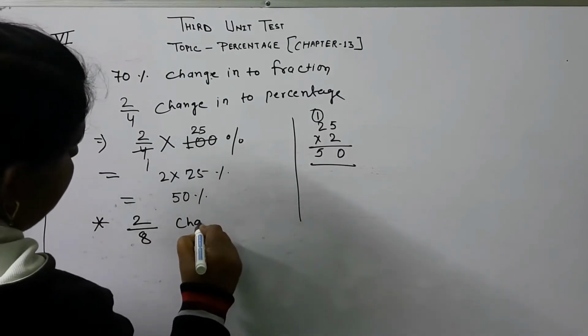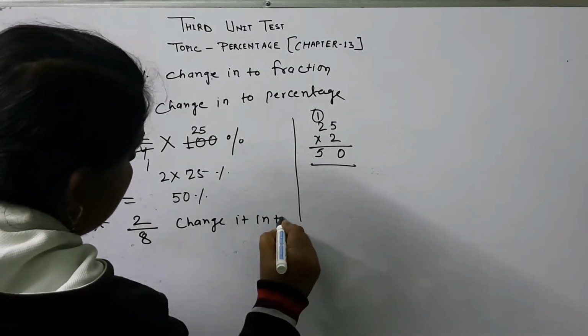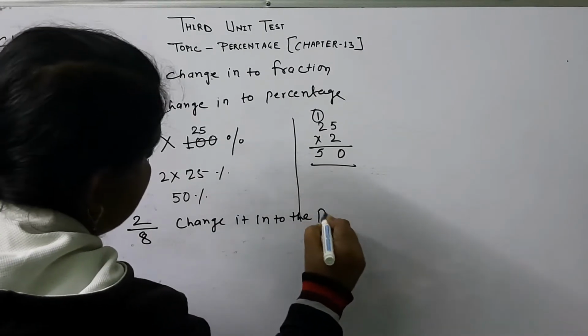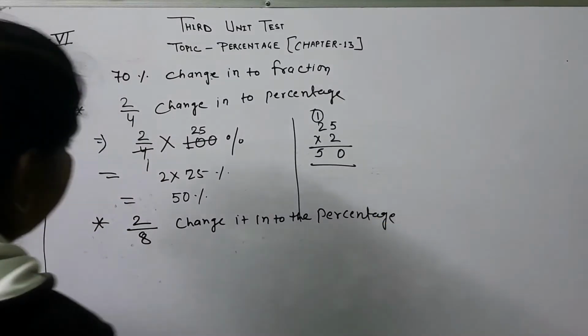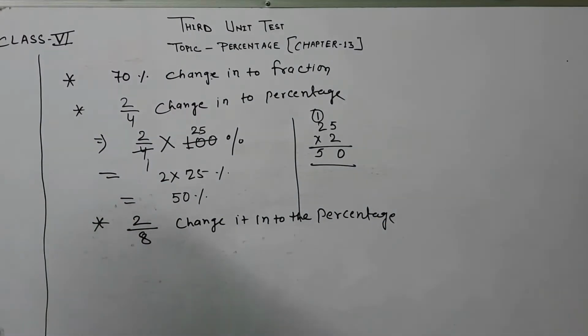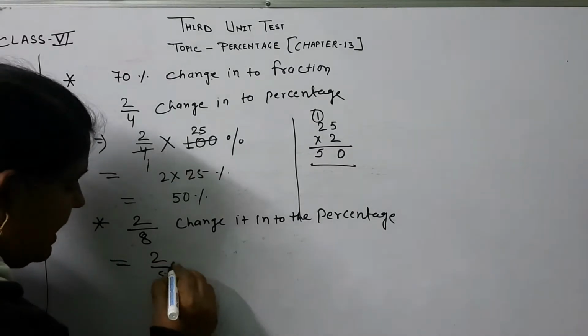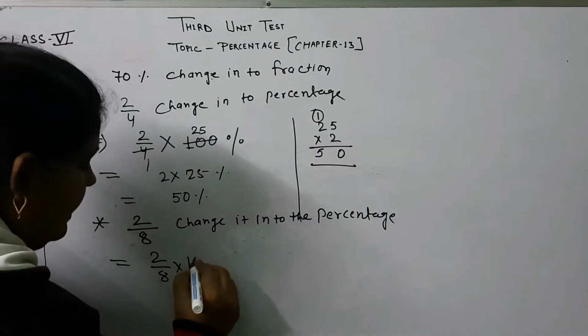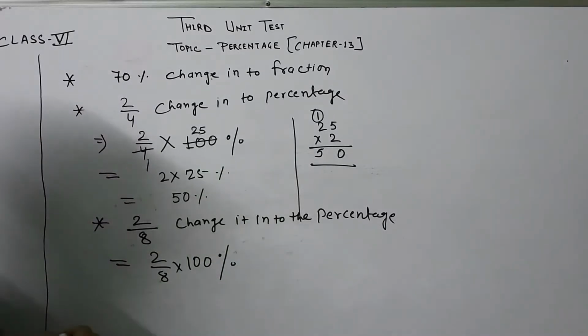Change it into the fraction. Change it into the percentage. Fraction is given, percentage you have to convert. How will we convert? What I told: you have to write the fraction, multiply it with 100, and immediately put the sign of the percentage.